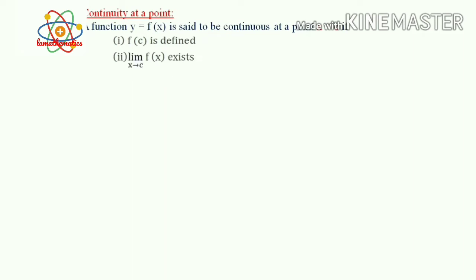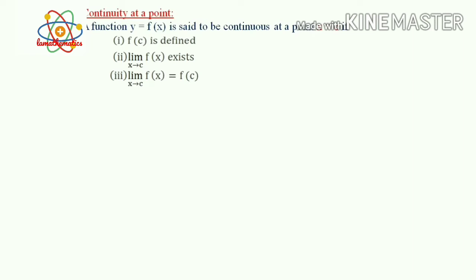A function y equal to f of x is said to be continuous at a point x equal to c if, first, f of c is defined. Second, limit x tends to c f of x exists. Third, limit x tends to c f of x equal to f of c. That is, f of c, the value of the function, exists and is defined.